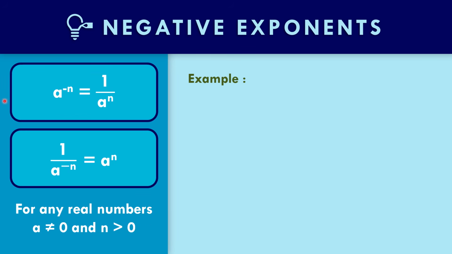Let us apply the negative exponent in example number 1. 4 to the negative 2, so the negative exponent is in the numerator. So it means the rule a to the negative n is equal to 1 over a to the n. We need to get the reciprocal, that becomes 1 over 4 squared, and then the negative exponent becomes a positive exponent. Copy the numerator 1, and then 4 times 4 is equal to 16. So the final answer is 1 over 16.